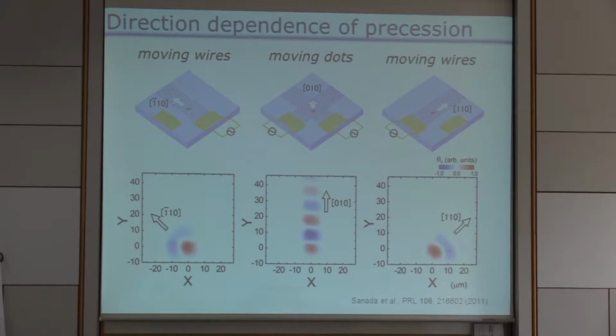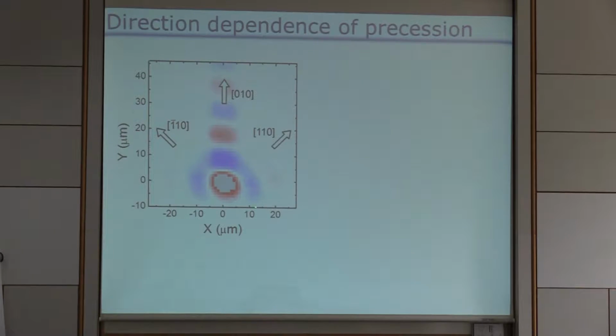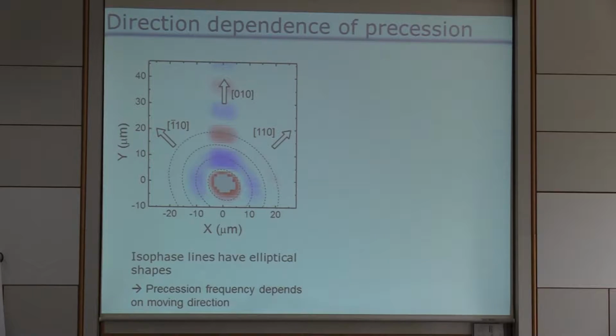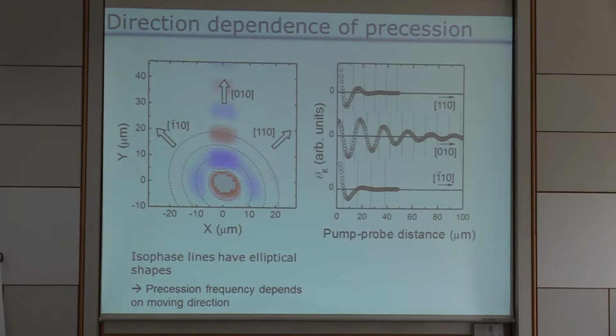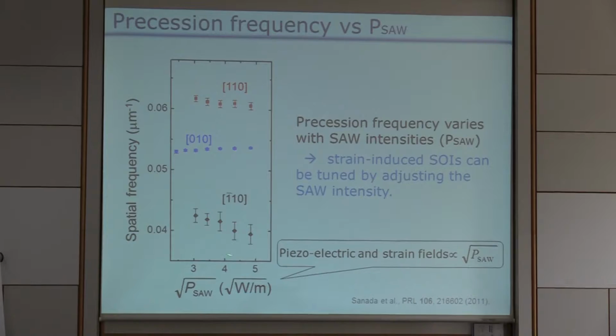So we can overlay these data in one graph here. As you can see, the iso-phase lines of the spin precession clearly have elliptical shapes. This means the precession frequency depends on the moving direction. We can fit the data along this direction and this direction with a simple cosine and exponential decay function. From this we get the spatial frequency of the spin precession, and we analyze these values as a function of the acoustic intensity.